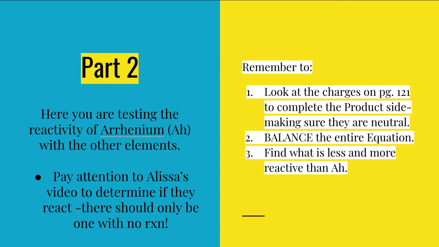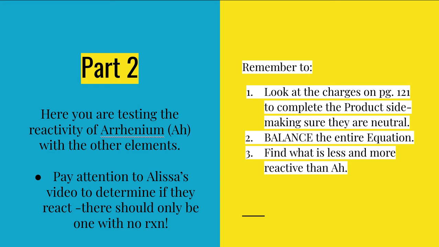Alrighty, so a couple things I want you all to remember are these 3 steps you must follow for every set of reactions that are listed out for you. So, on number 1, look at the charges on page 121 to complete the product side. So this is pretty much just like you would do with your nomenclature, in which you're trying to make sure everything is neutral before balancing the equation. So I'm going to skip a little bit to part 3 just to give you an example here.